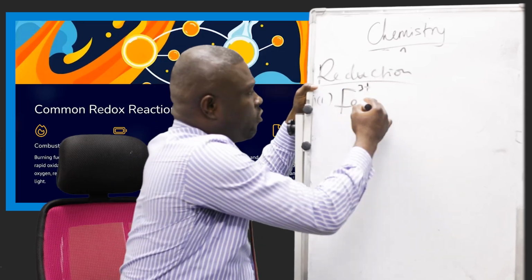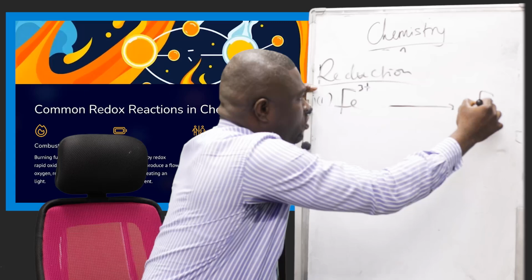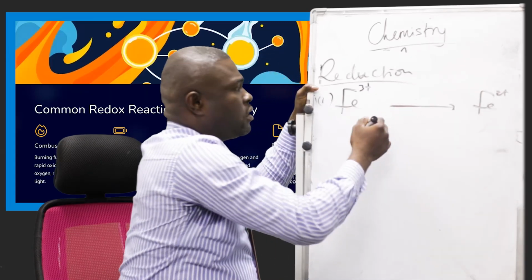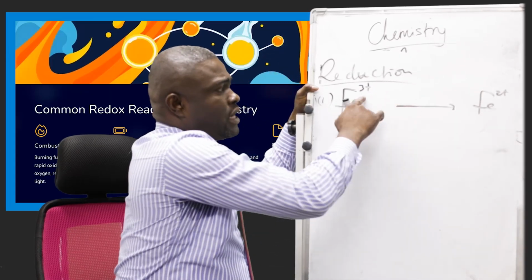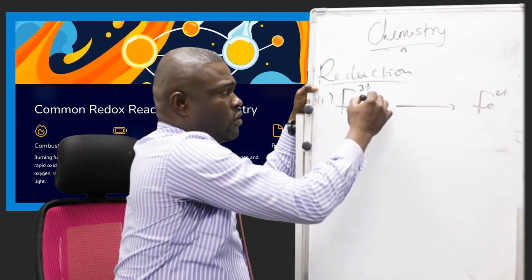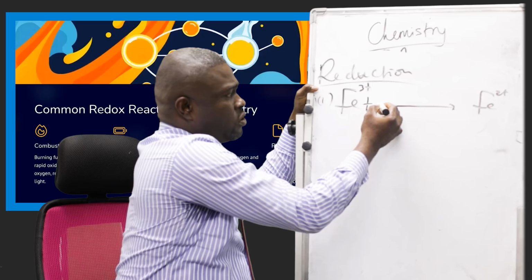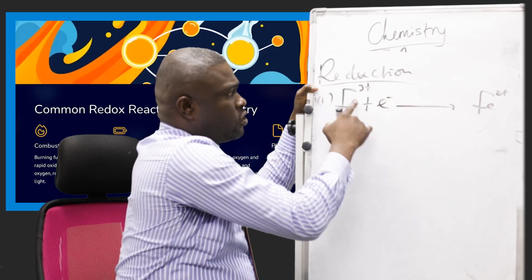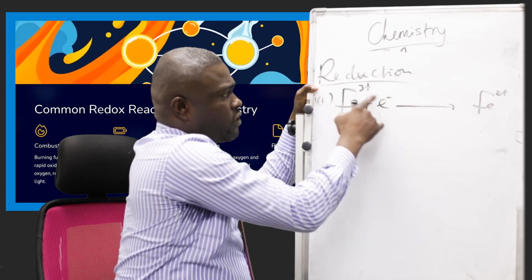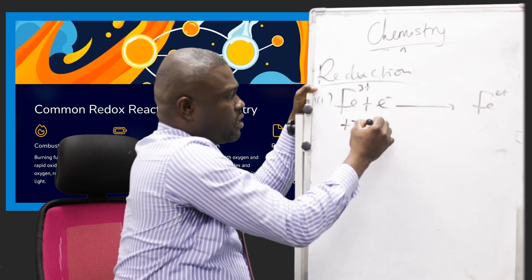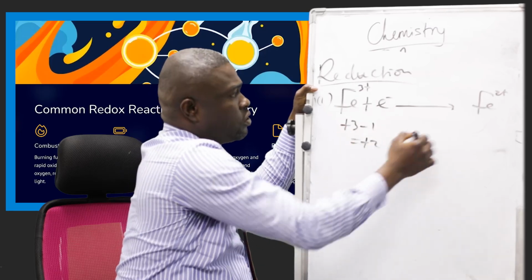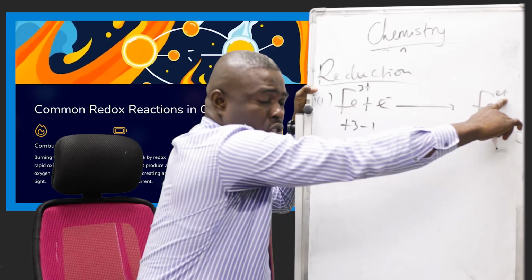Look at this one, moving from iron 3 to iron 2. What happened? For me to balance this, I will introduce electron here. Gain, I'm adding electron, plus how many electrons? One electron. So if I solve this mathematics, plus 3 minus 1, I will obtain plus 2, which is equal to the 2 here.